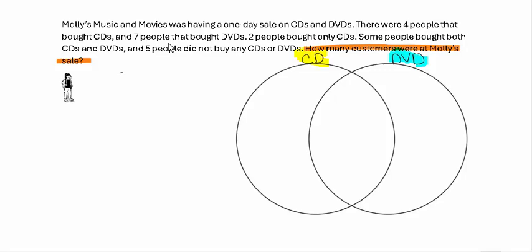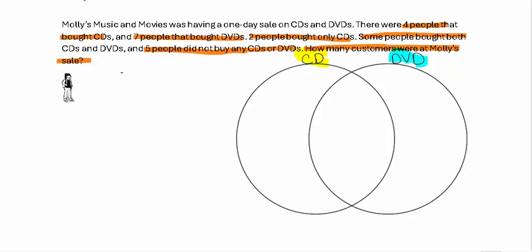So let's read it again and try to underline important information here. Molly's Music and Movies was having a one-day sale on CDs and DVDs. There were 4 people that bought CDs, 7 people that bought DVDs, 2 people bought only CDs, and then some people bought both. 5 people did not buy anything. All right. And then they're asking us how many people were at the sale. So I underline the important information.